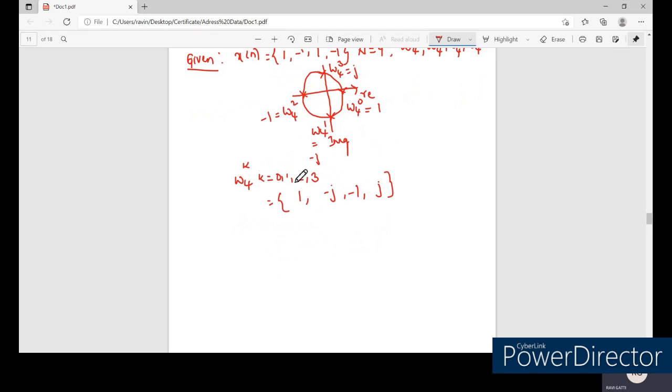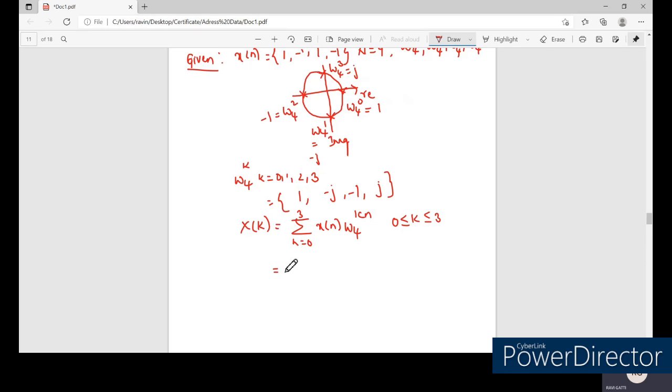Now you need to find the N-point DFT, that is the 4-point DFT of the given signal. We know the expression: X of k is equal to summation n equal to 0 to 3, because N is 4 here, x of n into omega 4 to the power of k into n, where k is holding the value 0 to 3. Okay, so now let us substitute the values of n.